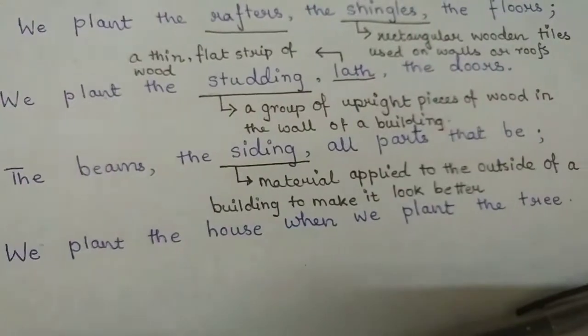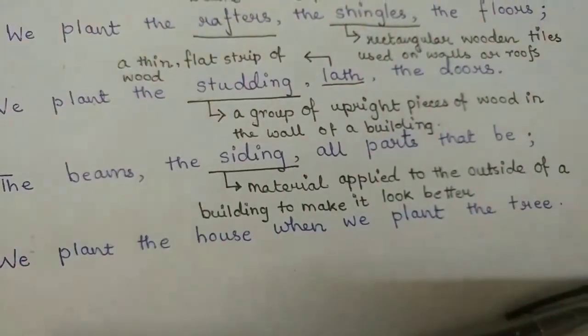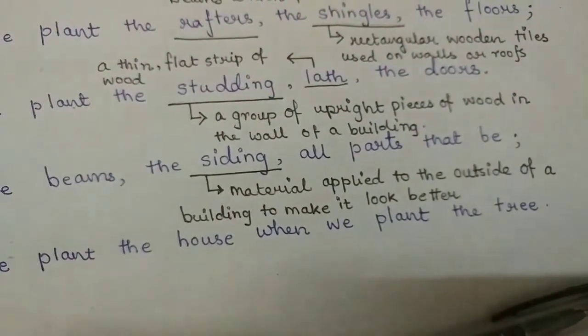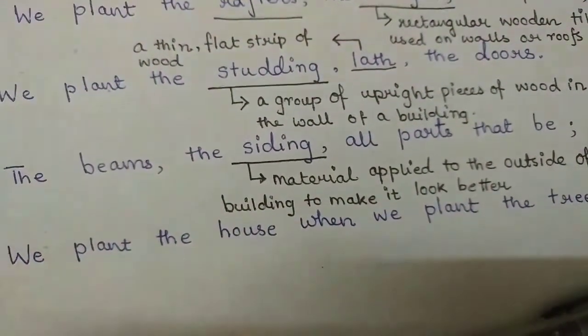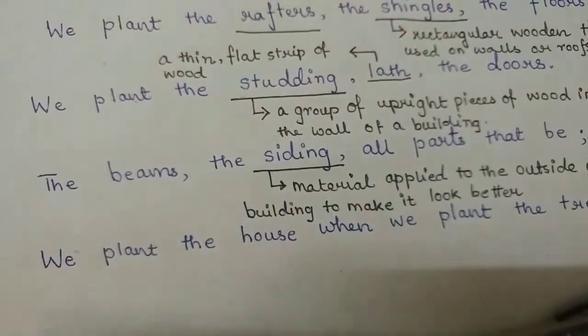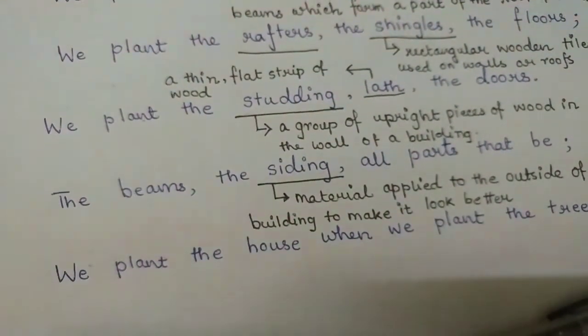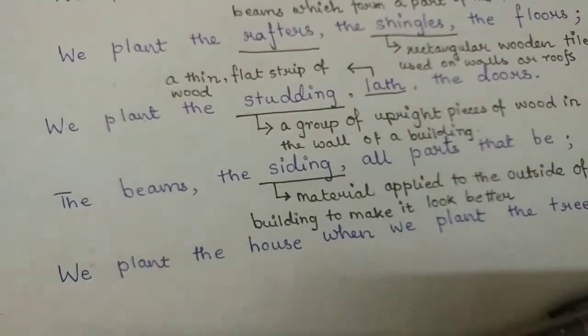We plant the house when we plant the tree. So the siding, what is the siding? The siding is the material applied to the outside of the building which gives it a different look, which makes it look better. All parts that be, we plant the house when we plant the tree. So we ensure that we have a house for ourselves. That is another function of the tree.